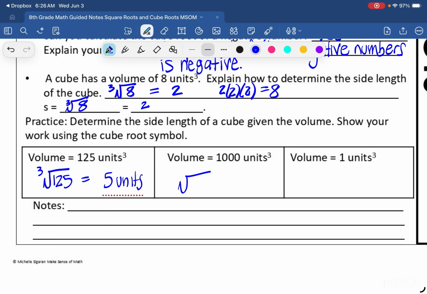The cube root of 1,000, or what number times itself 3 times equals 1,000, and that's going to be 10. Last one, the cube root of 1, meaning what times itself 3 times equals 1, and that answer is 1.